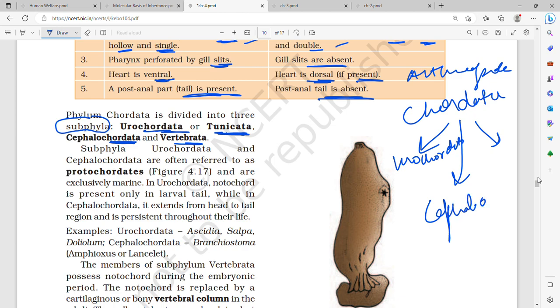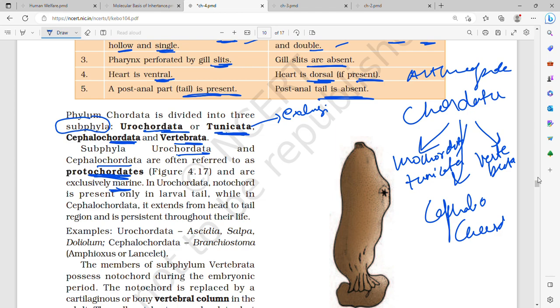Cephalochordata, and Vertebrata. Urochordata is also called Tunicata. Subphyla Urochordata and Cephalochordata are often referred to as protochordates and are exclusively marine. So Urochordata or Tunicata is exclusively marine, and Cephalochordata is also exclusively marine. Together they are called protochordates.